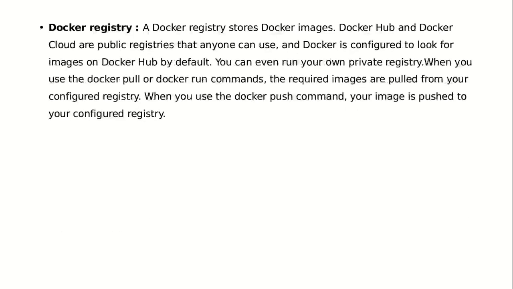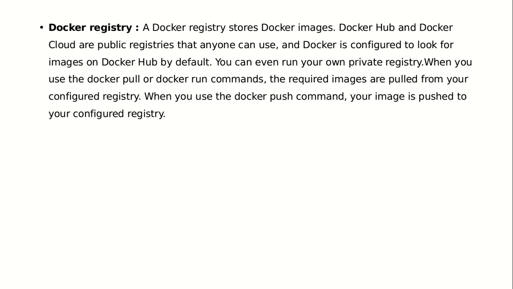The next component we have is the Docker registry. Docker registry is your online repository where your Docker images will be stored. Examples are Docker Hub and Docker Cloud. These two are public registries that anybody can use, and all the images present on them, anybody can use. Docker is configured to look at the public repositories by default. That is, whenever we run a Docker command, it will look at Docker Hub by default.